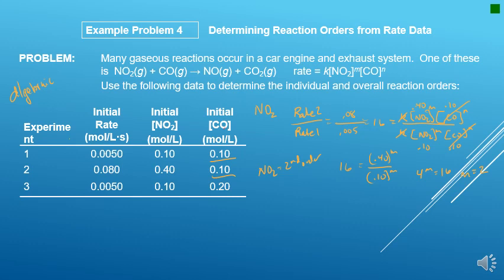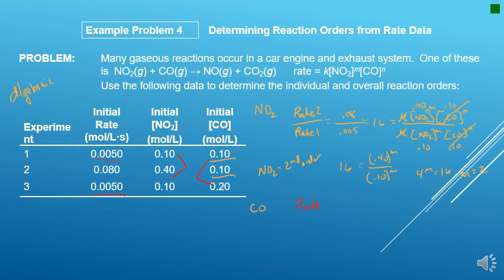So now when I come and look at the CO, for this one, I want to choose 2 reactions where the NO2 is held constant. So that would be reactions 1 and 3, while the CO changes. So now when I look at this here, you'll notice I have the same exact rate, 0.005 and 0.005. So I don't technically have to do anything with this problem to figure it out, but I'm going to show you mathematically just so you can see.